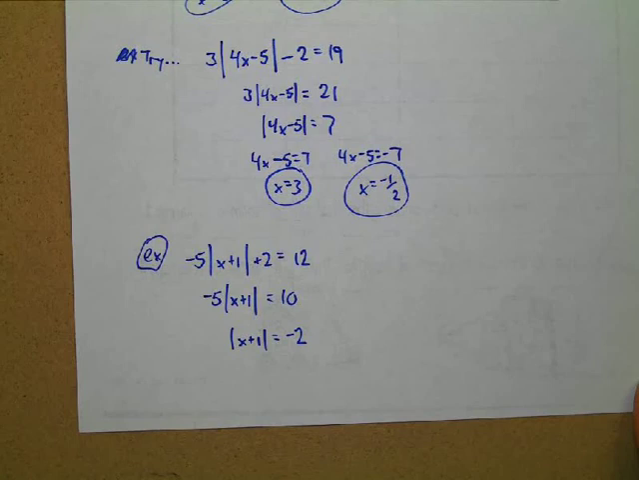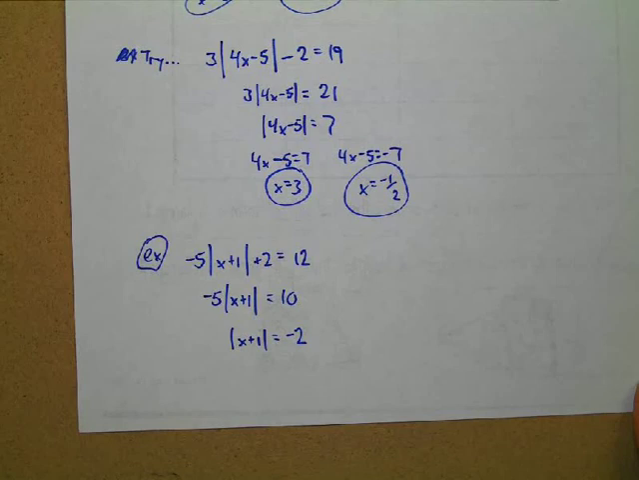An absolute value of anything will never, ever, ever be negative. Okay? So, please don't turn your brains off and go to autopilot when you're solving these equations. If you have an absolute value equal to a negative number, you know there's no solution.